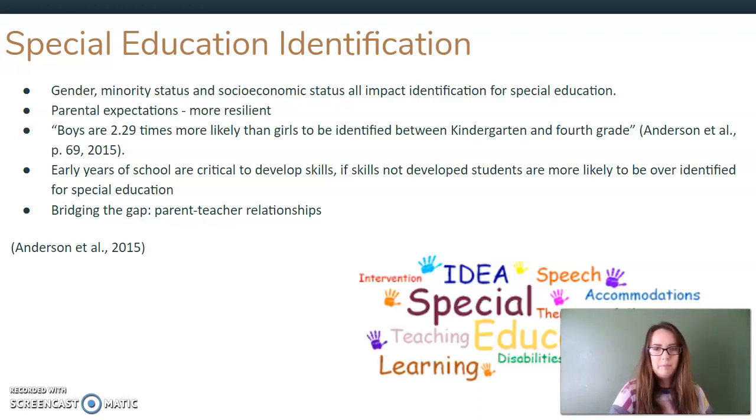And then one statistic that I found really interesting is that boys are 2.29 times more likely than girls to be identified between kindergarten and fourth grade. And I know I personally see that as true in my classroom. I had all boy students on my caseload this year.